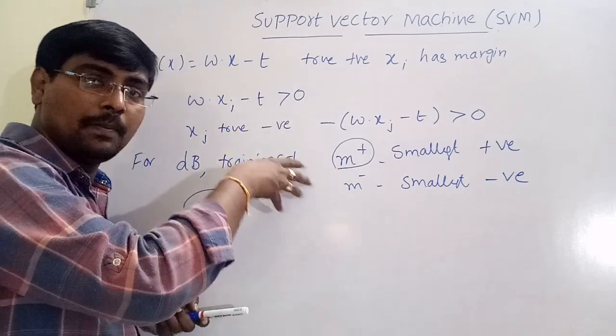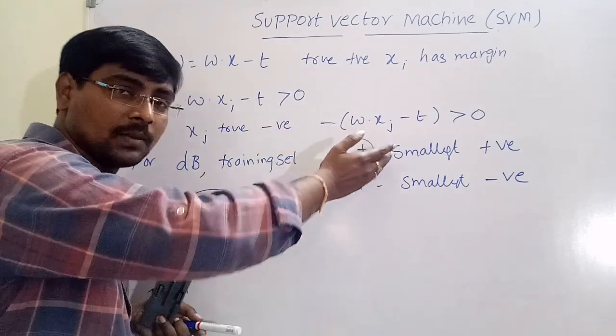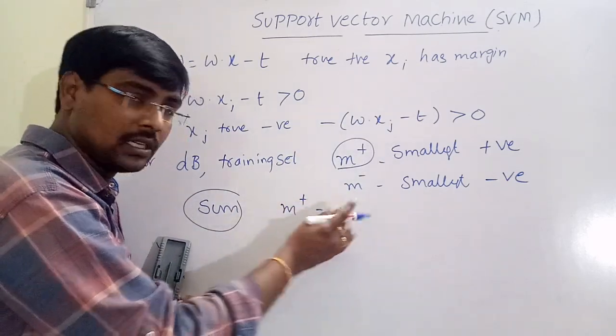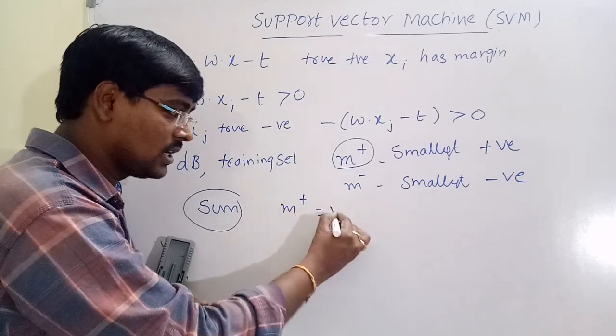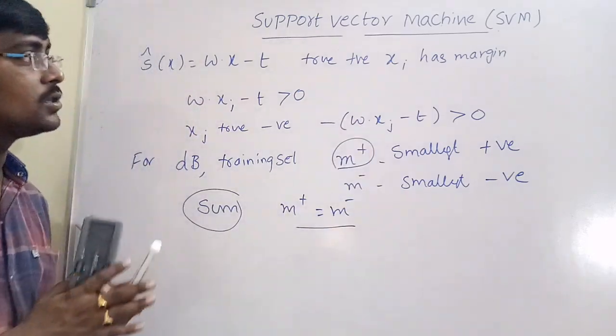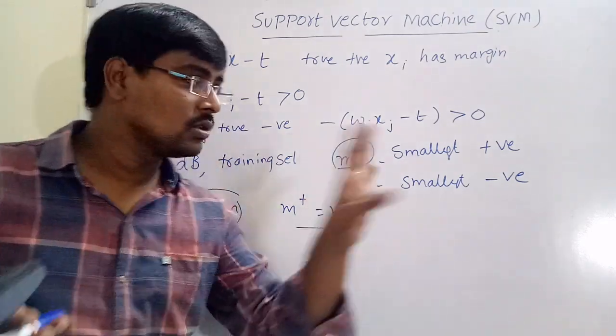Simply by readjusting the value of t, we are moving the decision boundary towards the positive or negative. Finally, we have to make the margin on the positive side equal to the margin on the negative side. So this is the introduction part.